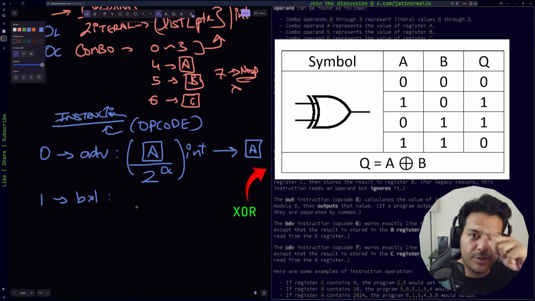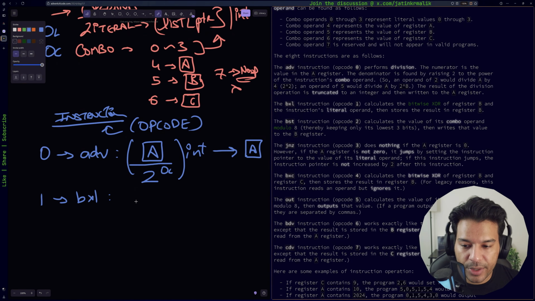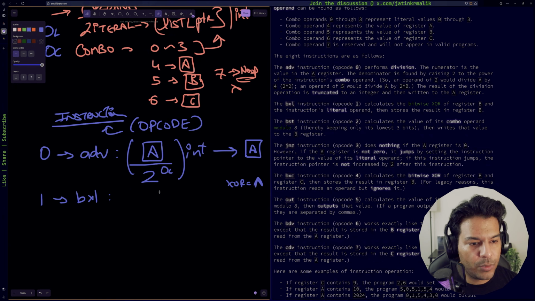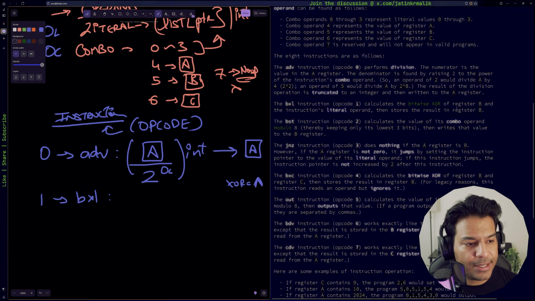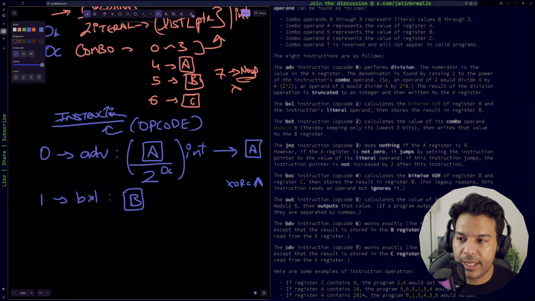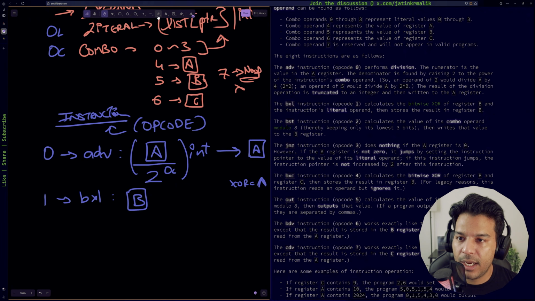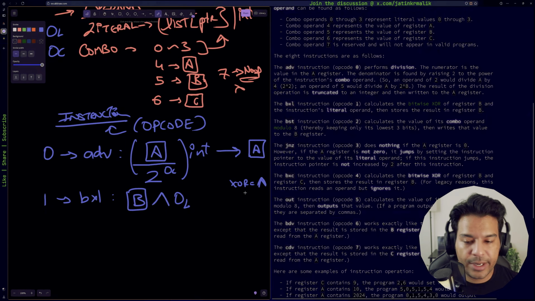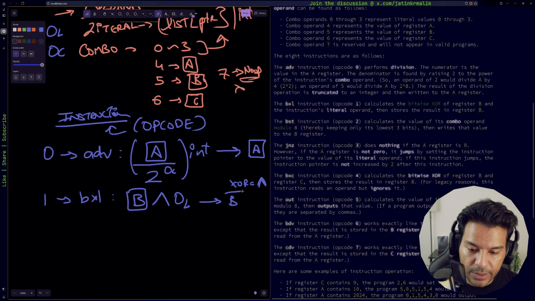I'm going to link some resources here for you to read a little more about it. XOR is represented by the caret symbol whenever we are doing an XOR operation between 2 values. So, calculate the bitwise XOR of register B. We will take register B and the literal operand value given in the instruction. Remember, for the literal value we are using OL. So we will do an XOR operation with OL and we will store this value in register B.